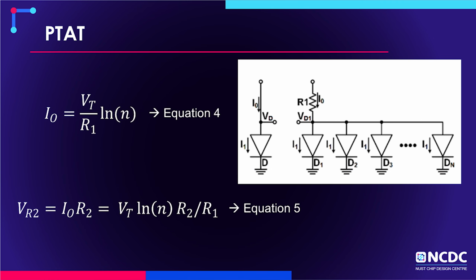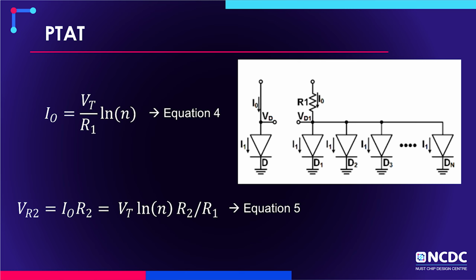Now consider this figure in which a resistor is connected in the circuit. If the same current flows through the branch, we will have current I0 equals Vt over R1 multiplied by natural log of N. Let's call this equation 4. If we route this current through a separate PTAT resistor R2, then the voltage across that resistor will be Vr2 equals Vt multiplied by natural log of N multiplied by R2 and divided by R1.